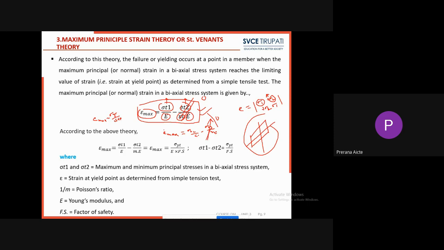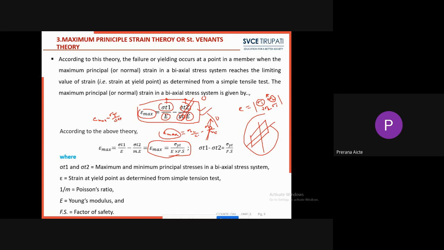What about the maximum strain value? E maximum is equal to, again we are going to write, sigma yt by E into factor of safety. This formula we are going to use. Simple. This theory is also applicable to brittle materials. Simple theory. So the three theories are: first, maximum principal stress theory; second, maximum shear stress theory; third, maximum principal strain theory.